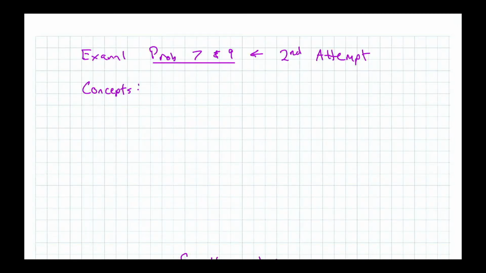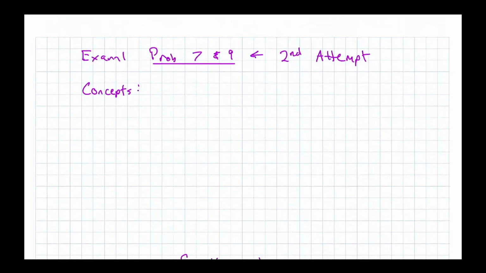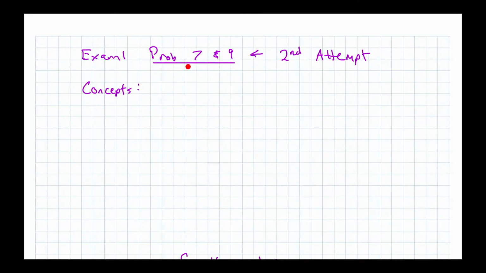Okay, so what I'm going to do is go over problems 7 and 9, I guess, in your book. This is actually the second time I've done this. I just screwed up the recording the first time, so apologies for that. But here we go. We're going to be looking at problem 7 and problem 9, and this is from the second attempt you had for exam 1. The problems are numbered differently in each attempt. So this is the second attempt.